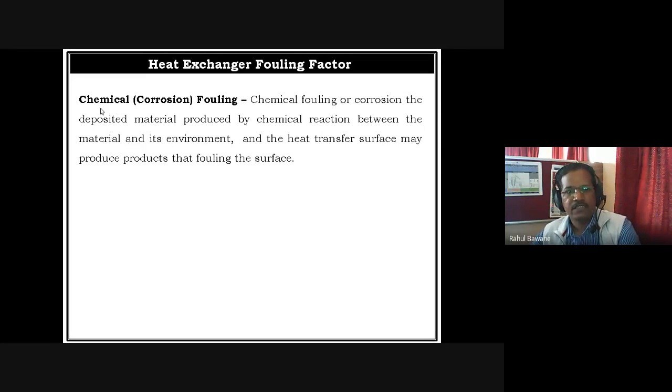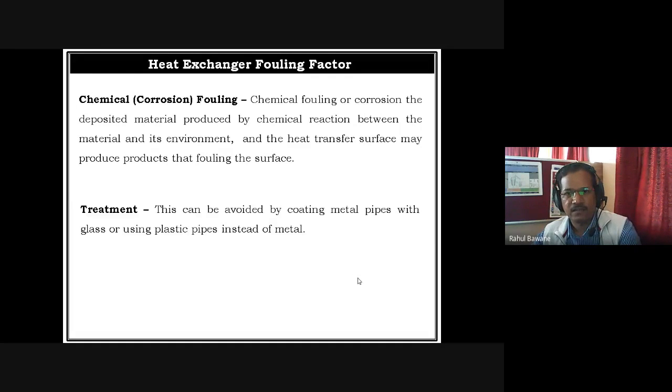Chemical fouling is generally called corrosion fouling. Chemical fouling or corrosion is the deposited material produced by chemical reaction between the material and its environment, and the heat transfer surface may produce products that foul the surfaces. So it is called rusting. Whenever we use water, we prefer copper tubes, not MS tubes, because soon it will form a corrosion. So that corrosion layer will be one kind of fouling which is a barrier to heat transfer.